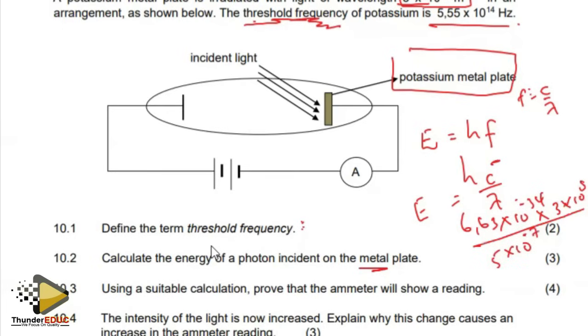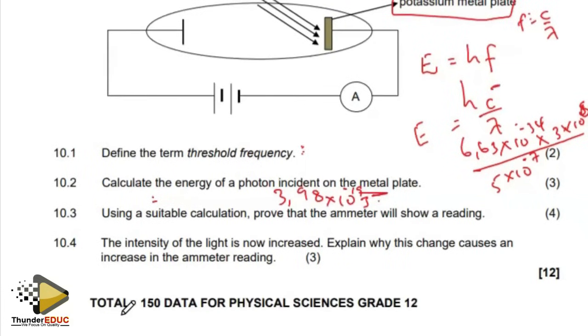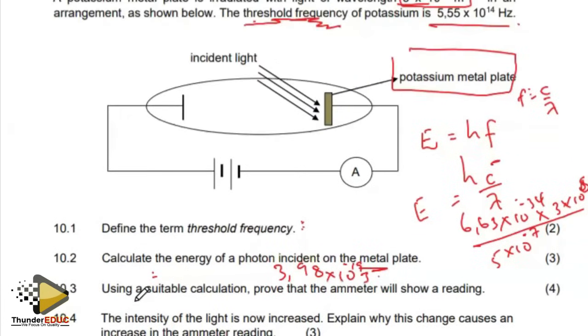Okay. When I substitute all of this, punch it into the calculator, 6.63 times 10 to the negative 34 times 3 times 10 to the 8, because that is the speed of light, I'm dividing it by 5 times 10 to the negative 7. This gives me 3.98 times 10 to the negative 19. Since it's energy, to be measured in joules. All right, 10.3, use a suitable calculation to prove that the ammeter will show some bit of reading.